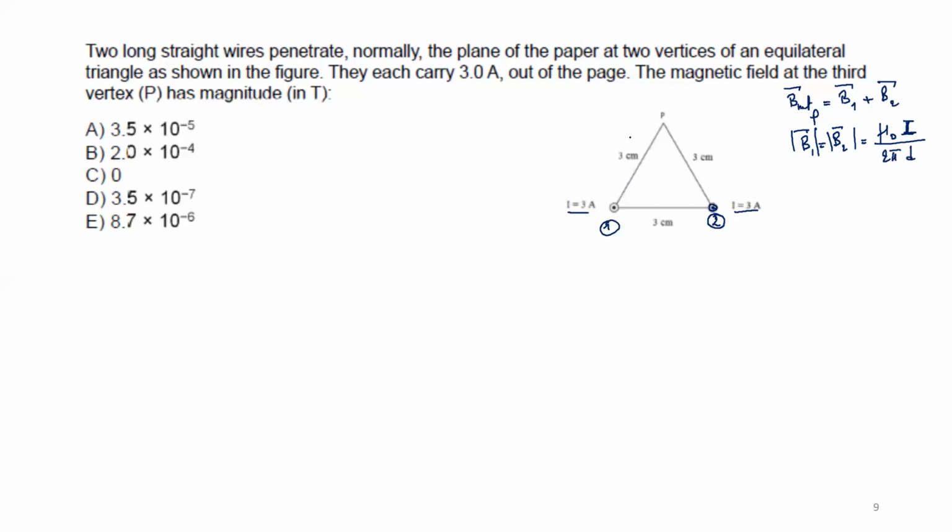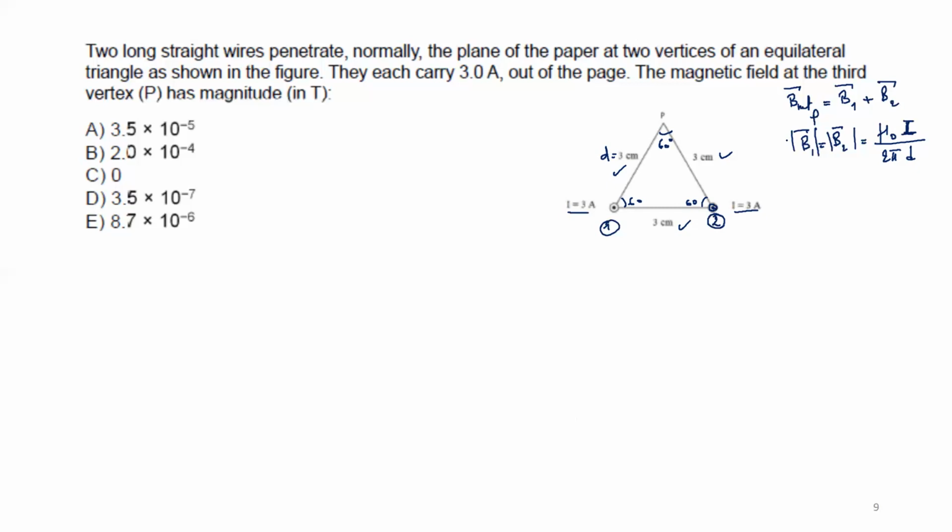So you can write it here. Of course, this distance here, D, is 3 centimeters. That's the distance between the vertices. It's an equilateral triangle, of course. So D is equal to 3 centimeters, and you have D here, D here, D here. And this angle is 60 degrees, which is pi over 3, right?